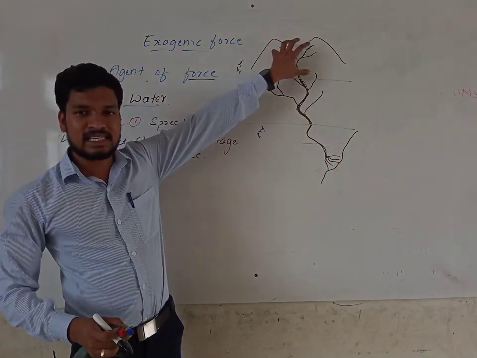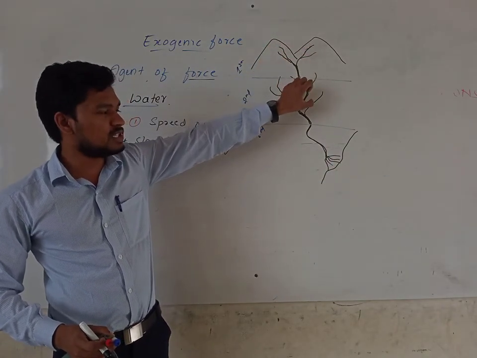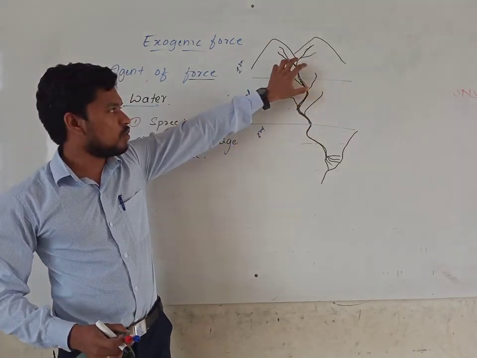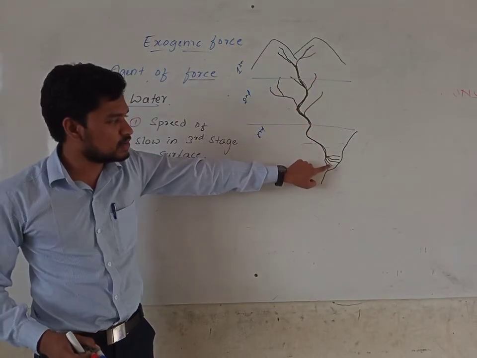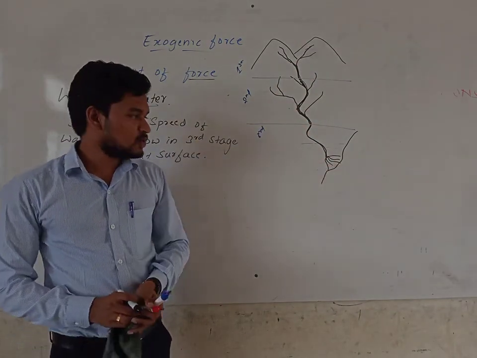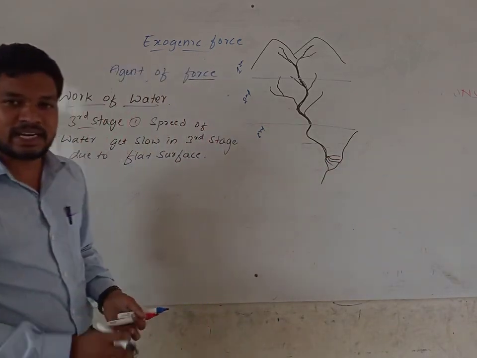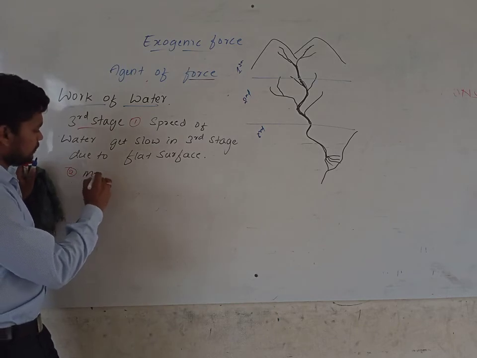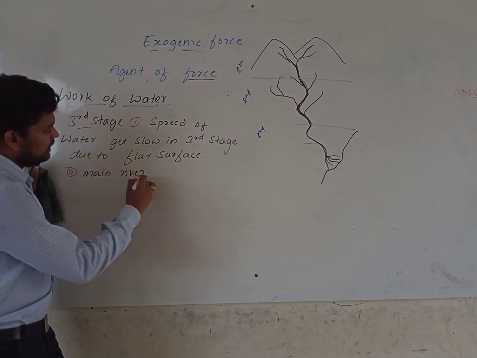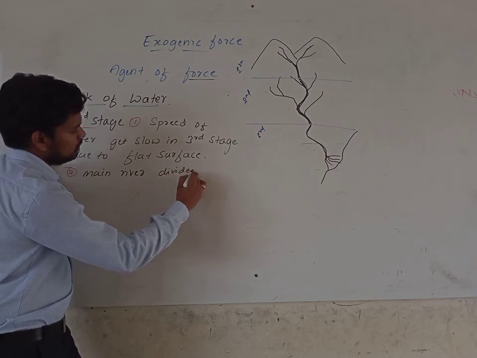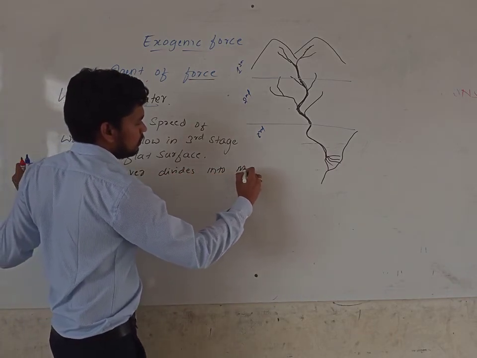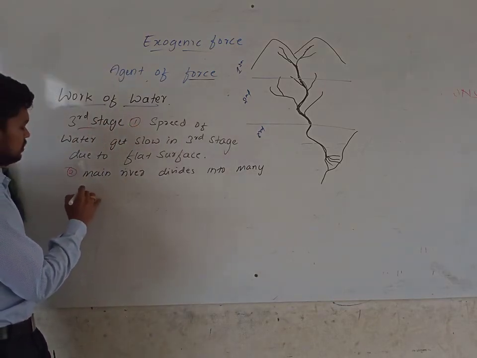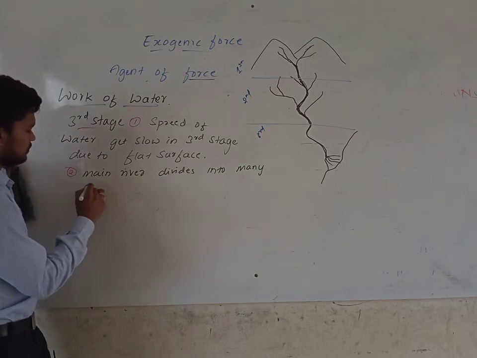Whatever materials are eroded in the first and second stages will be deposited in this place. It's called a delta. So it creates distributaries. The main river divides into many divisions, many unequal divisions.